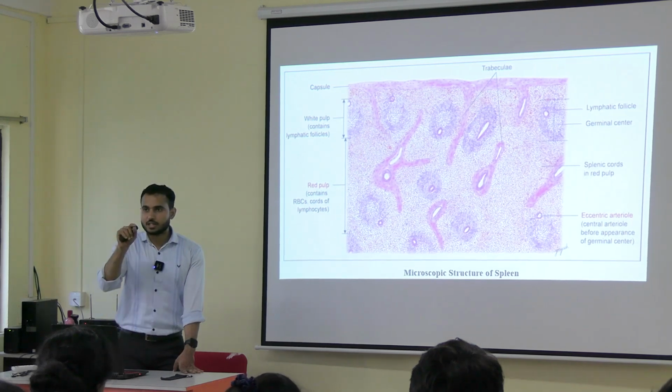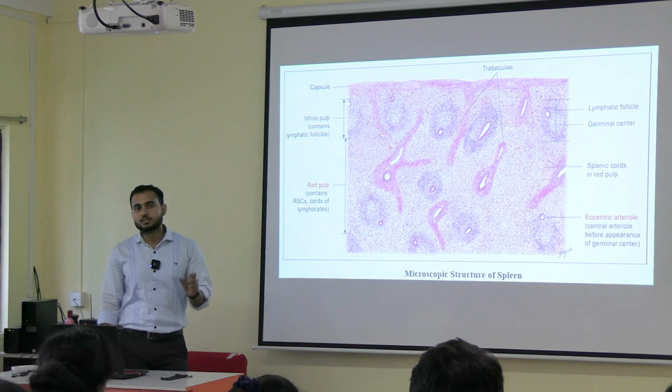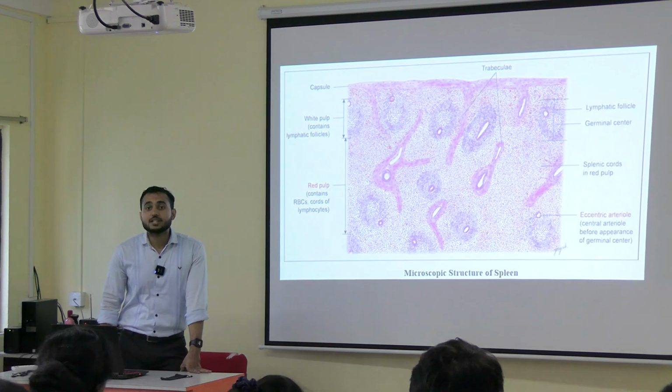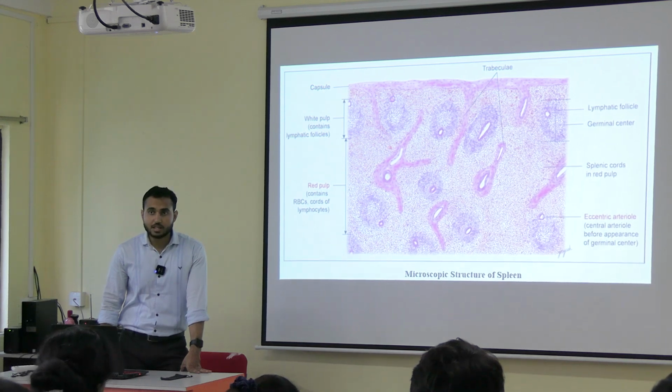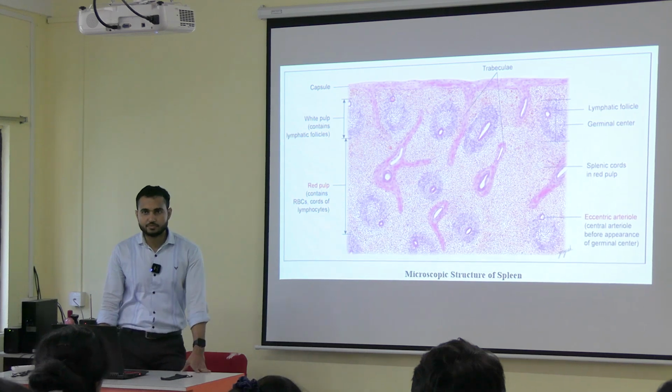And can you see the eccentric arteriole? So if the arteriole is eccentric, what does it mean? Germinal centers are present. And if it is concentric, then germinal centers are absent. Like this you can differentiate.